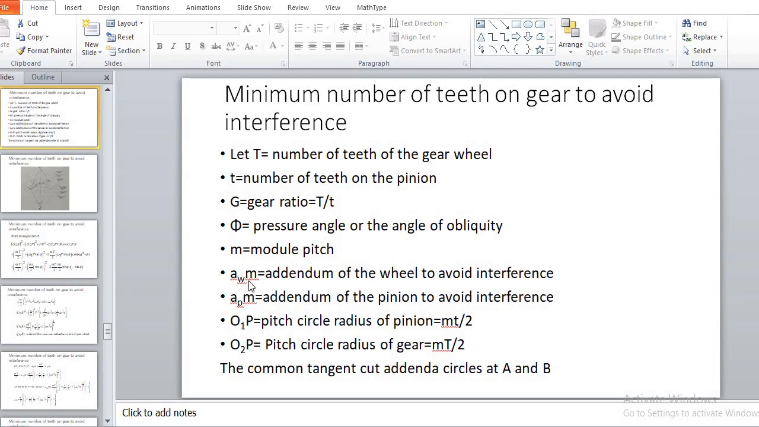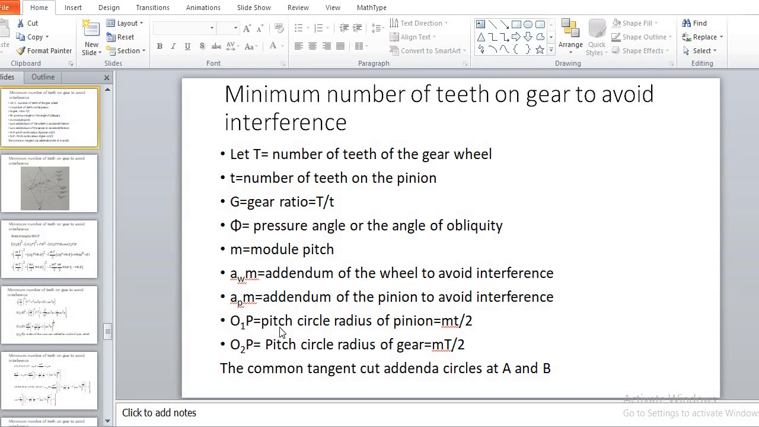Similarly, A_P M is the addendum of the pinion to avoid interference. So A_P is the multiplication factor to the standard addendum of that pinion, so that interference should be avoided. These are the multiplication factors A_W and A_P for the wheel and for the pinion.